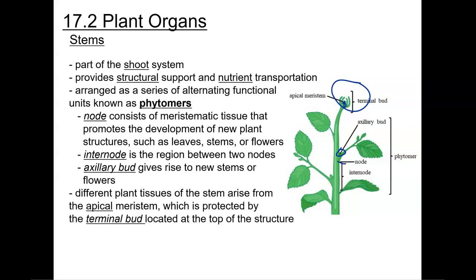We're going to have a node here. We'll have a node here. And in between these two nodes, you're going to have the middle section, which is referred to as the internode. Now, putting all of this together, the axillary bud, the nodes, and the internode, we're going to call this a phytomer.